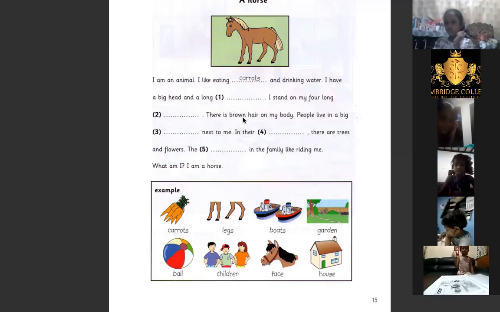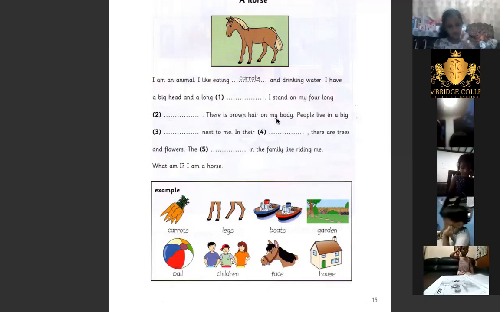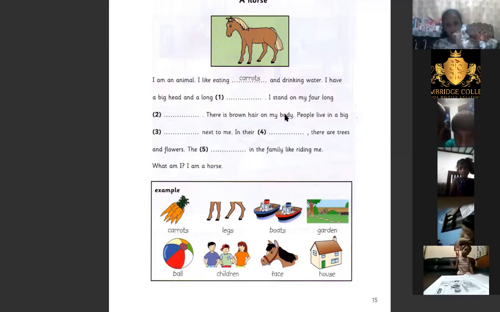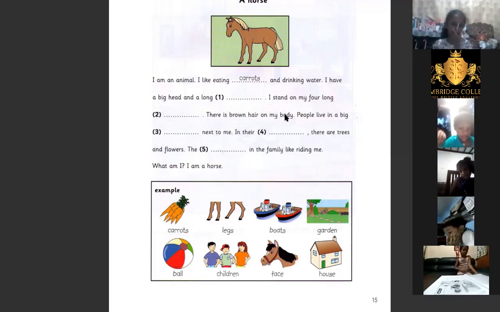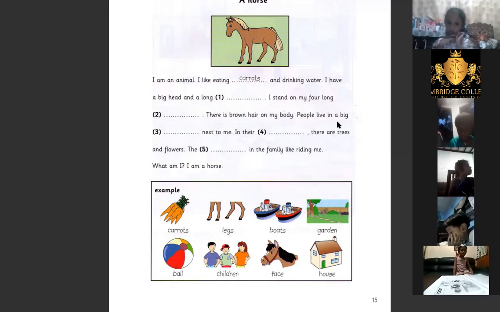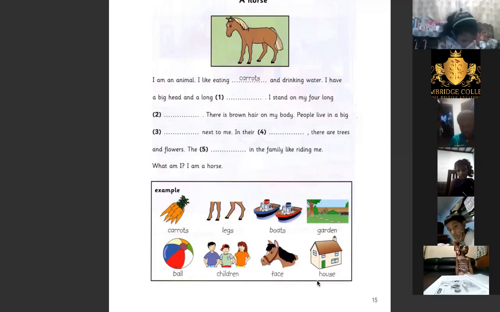There is brown hair on my body. Brown hair is on the body of the horse. You can see the picture. Where do people live? People live in a big house. Then write the answer, house.